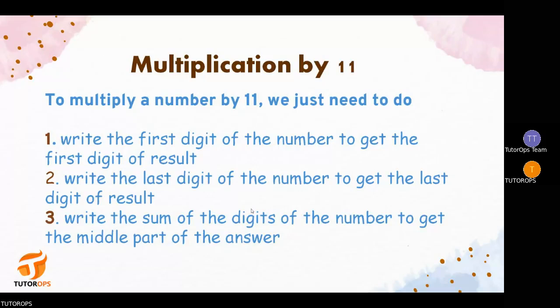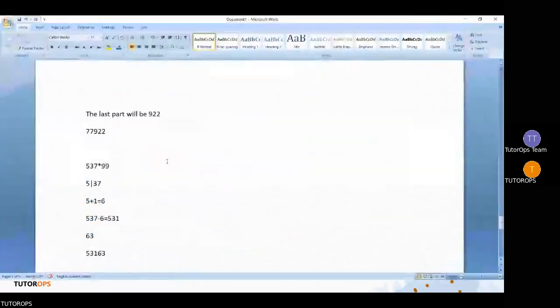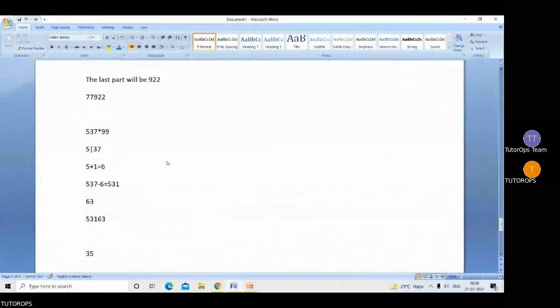So what is the actual process? Say 35 when it is multiplied by 11. I just need to put 3 as the first digit, as the first digit of the number will be the first digit of our result. Then the middle digit will be 3 plus 5, that is the sum of the digits, and the last digit of the non-11 number will be the last digit of our result. So the actual result will be 385.